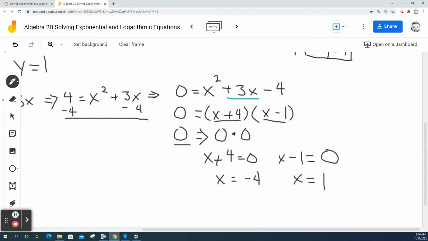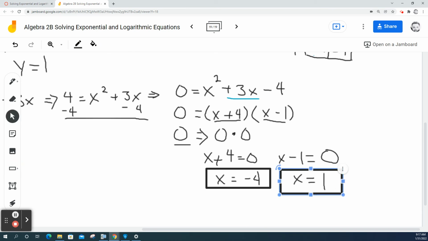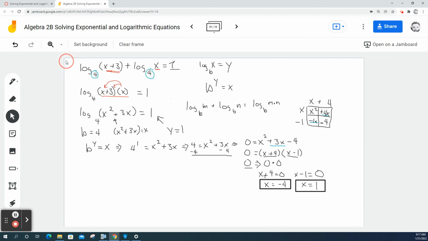And that's it, really, truthfully. Let me just highlight the answers here. Sometimes kids will be like, well, what's the answer? Let me zoom out a little bit so you guys can see it.